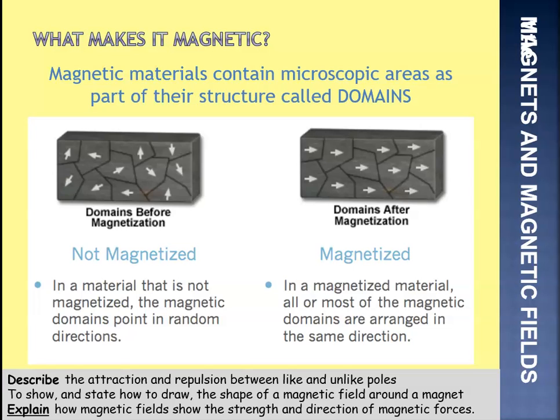Whereas in the magnetized one, these microscopic areas are all lined up. They're aligned, pointing in the same direction. And this is what gives a magnetic material the magnetic field around it. This is what causes it to attract and repel other magnets.